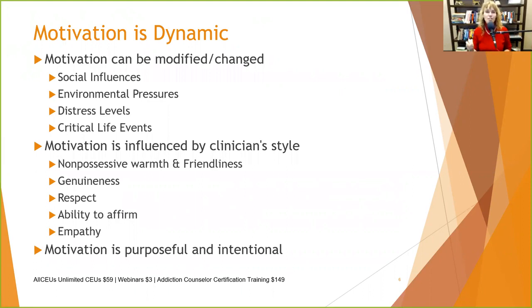Motivation is purposeful and intentional. We don't just willy-nilly have motivation. If you have motivation, it says you're going to get up and do something. So we want to help them figure out, what are you motivated to do and what's the purpose? How is it going to benefit you? To use acceptance and commitment therapy terms, how is it going to help you get closer to those people and things that are important in your life?